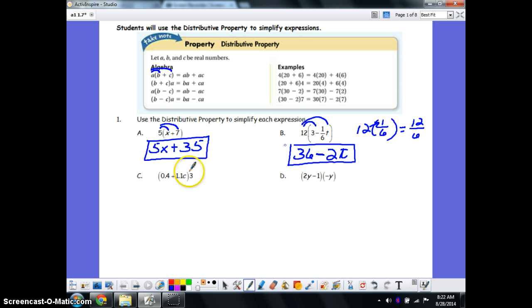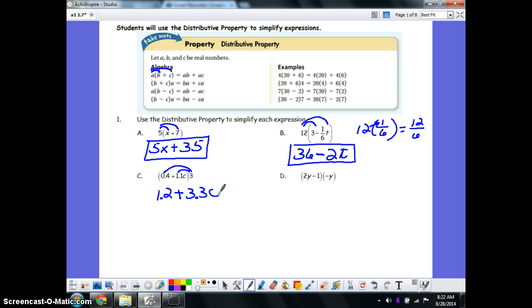In the third one, we'll distribute this 3. And once again, multiplying 3 times 0.4. Well, a lot of you know that 3 times 4 is 12. But we have one decimal place there, so we need one decimal place in our product. So 3 times 0.4 becomes 1.2. Same thing with 3 times 1.1. A lot of you know that 3 times 11 is 33. But since we have one decimal place there, we need one decimal place in our product.